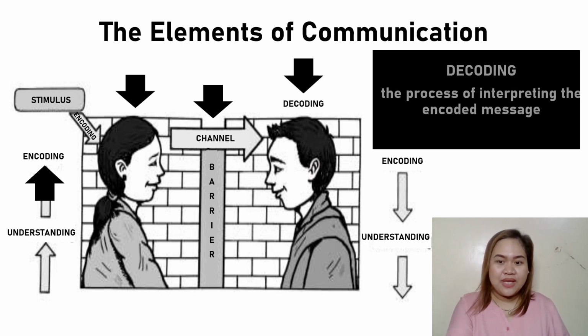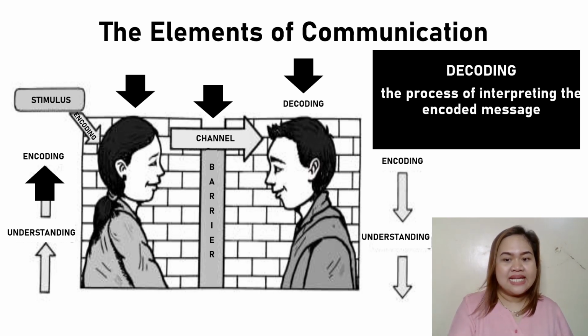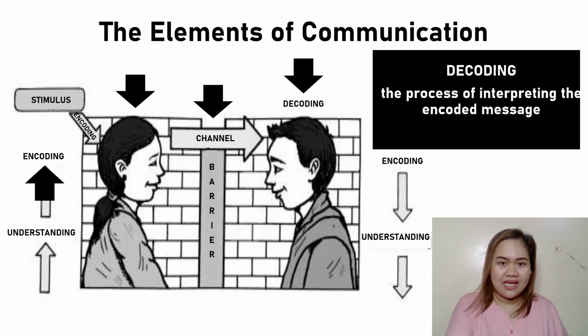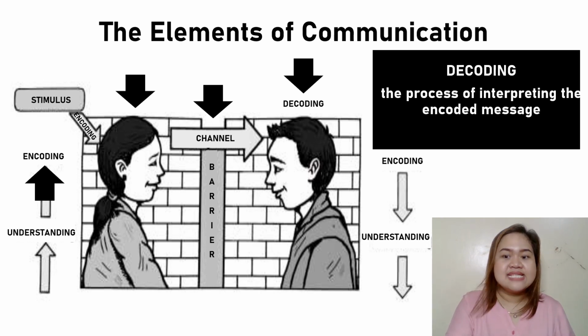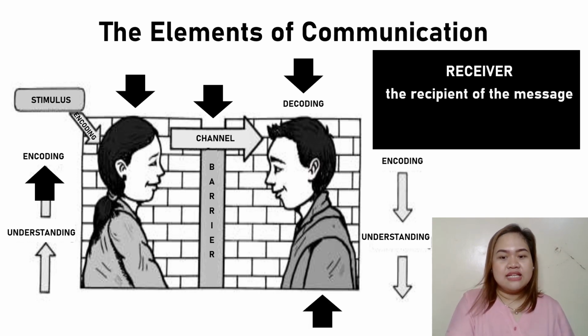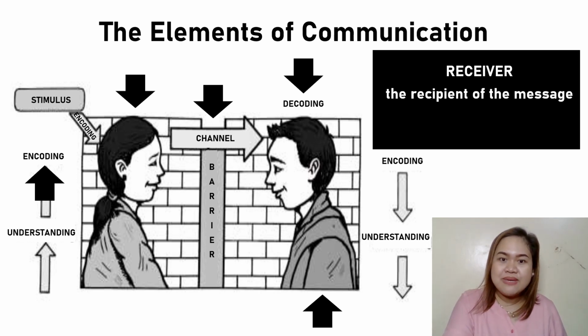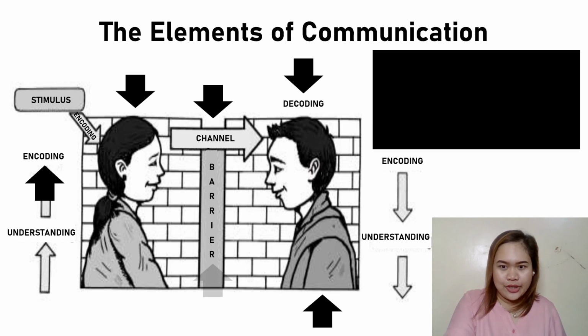The next element of communication is decoding. Decoding is the process of interpreting the encoded message. Who's doing the decoding? The receiver is the one doing the decoding when the message is sent. If for the speaker it is encoding, it is decoding for the receiver. Next, the receiver. The receiver is the recipient of the message. The receiver may also be called a listener.